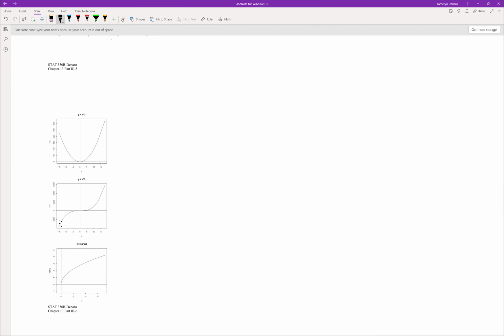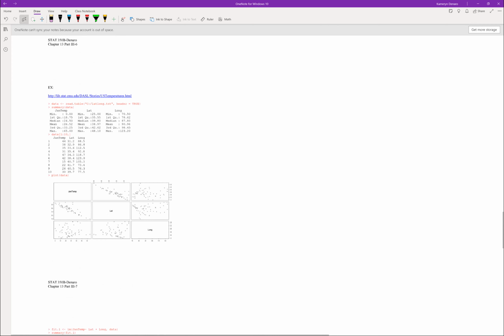If your data looks like a cubic, then a cube transformation. And if it looks like a square root, then this is an example of when a square root transformation might be appropriate. All right.